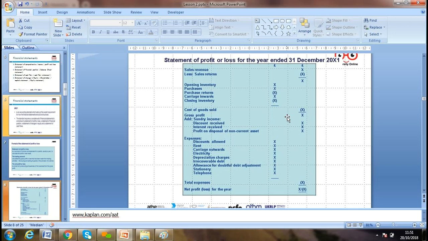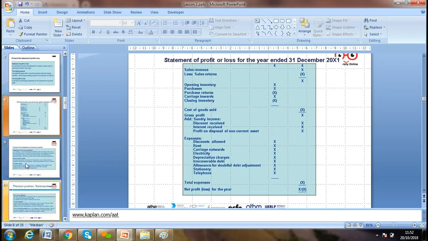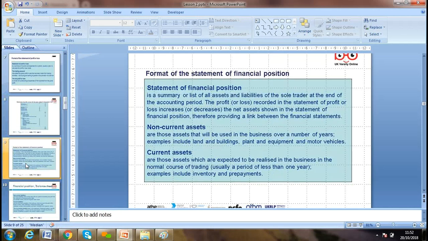Sometimes there are other expenses, which are called indirect expenses. Normally we have a lot of indirect expenses, like rent, discount allowed when we give discount to someone, carriage outward meaning the delivery charge, electricity, depreciation, and irrecoverable debt, where people are not in a position to pay. Allowances for doubtful debt are like bad debts, where we make an adjustment. Maybe we overestimated or underestimated in the previous year, so we need to adjust. Stationery, telephone, all these sorts of things show in the profit and loss. If anybody has any question, drop me an email, I'll explain further, and we'll see the company's actual statement.